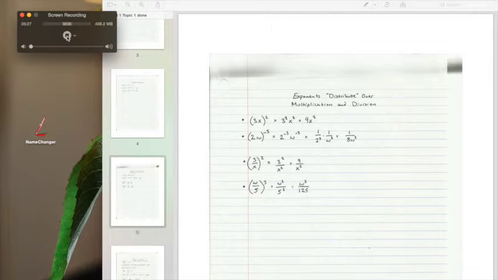This next page addresses what happens when you have an operation such as multiplication or division going on within the base of the exponential expression. So you'll see here we have 3x. There's multiplication going on between these two guys right here, 3 times x. That whole thing is being raised to the second power.